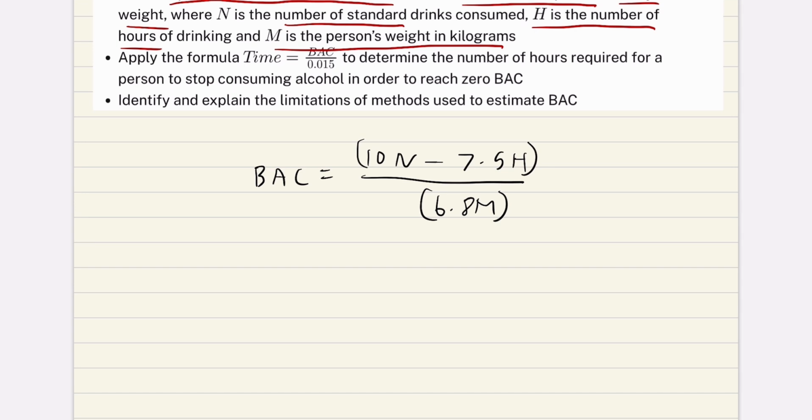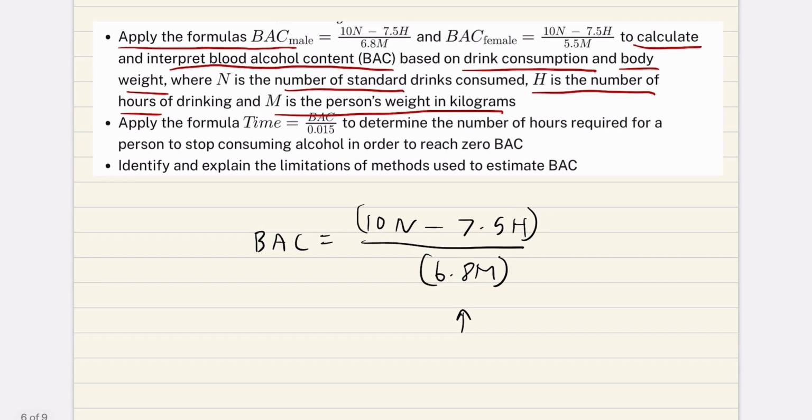So you can see that if your mass increases, that's going to increase your denominator of your fraction, which is going to, in turn, reduce your BAC, which makes sense. If you're a bigger person, you're heavier, you're going to have a lower BAC if you drink the same amount of alcohol as a smaller person, and the reverse is true.